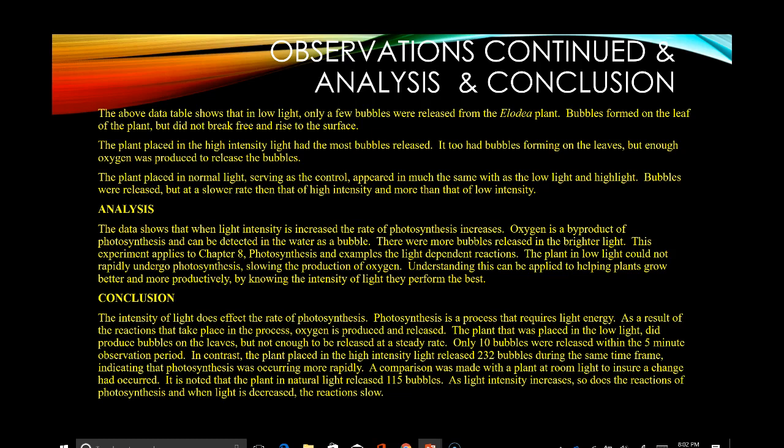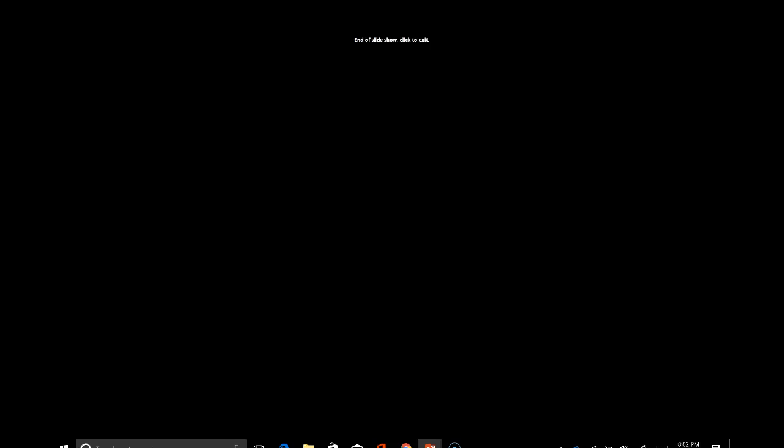In contrast, the plant placed in the high-intensity light released 232 bubbles during the same time frame, indicating that photosynthesis was occurring more rapidly. A comparison was made with the plant at room light to ensure a change had occurred. It is noted that the plant in natural light released 115 bubbles. As light intensity increases, so does the reactions of photosynthesis, and when light is decreased, the reactions slow. Okay? That's how you write a lab report. If you have questions, see me.